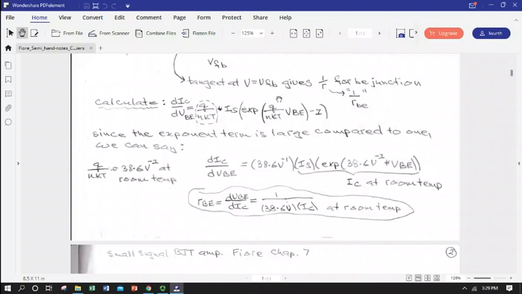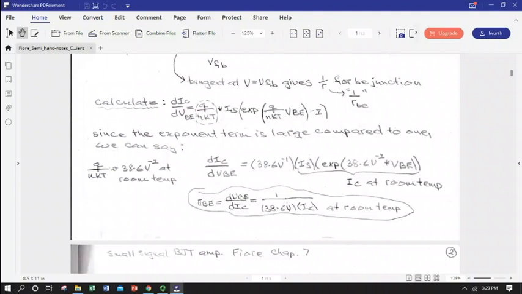If you're interested in how we got this equation, you can step through the math, but you don't have to step through the math. You can just use this equation. And this is valid at room temperature. If you want to operate your BJT at a higher temperature, you're going to need to go back and plug in a temperature in the original diode equation. We will be operating at room temperature in this course, so you can just use this equation.